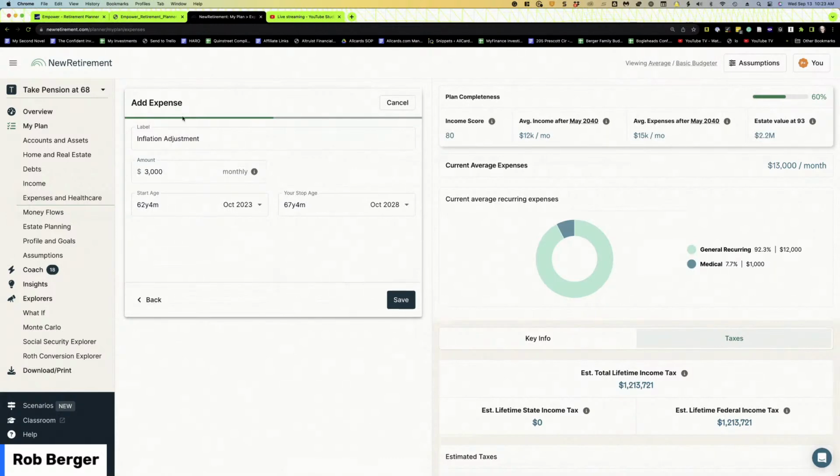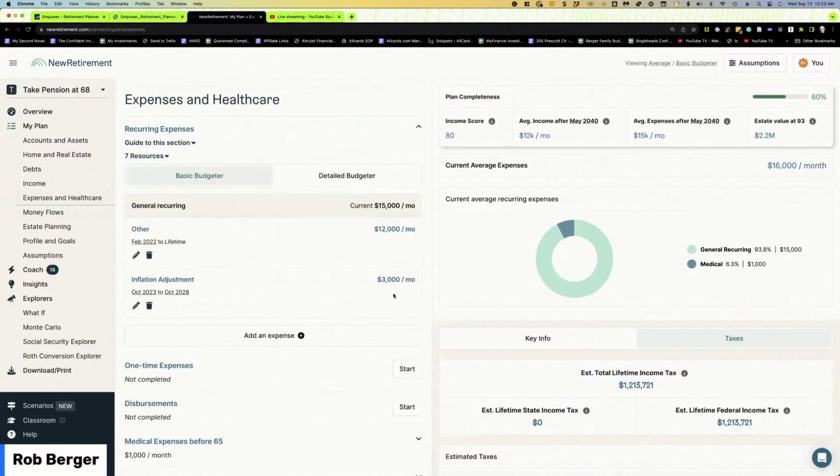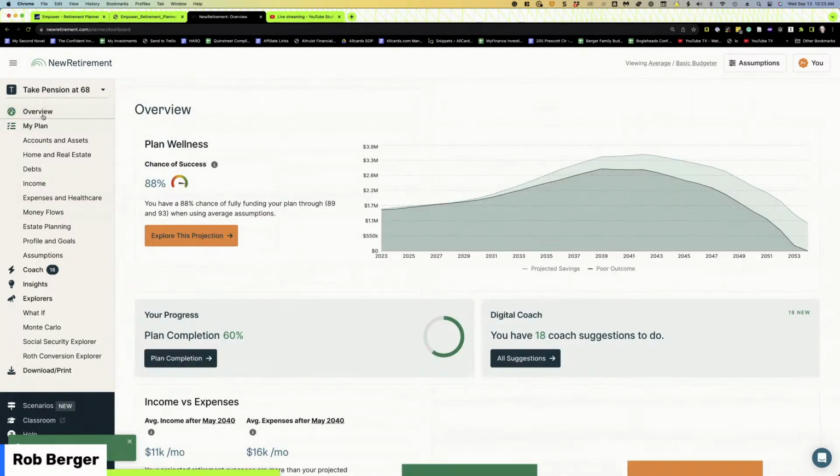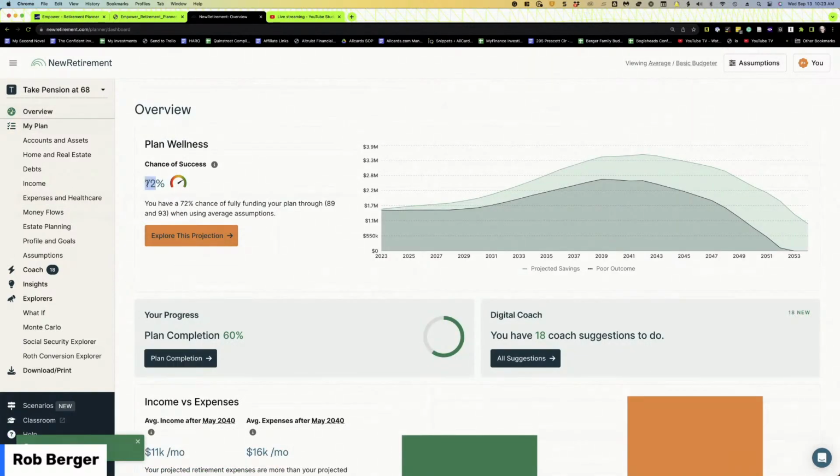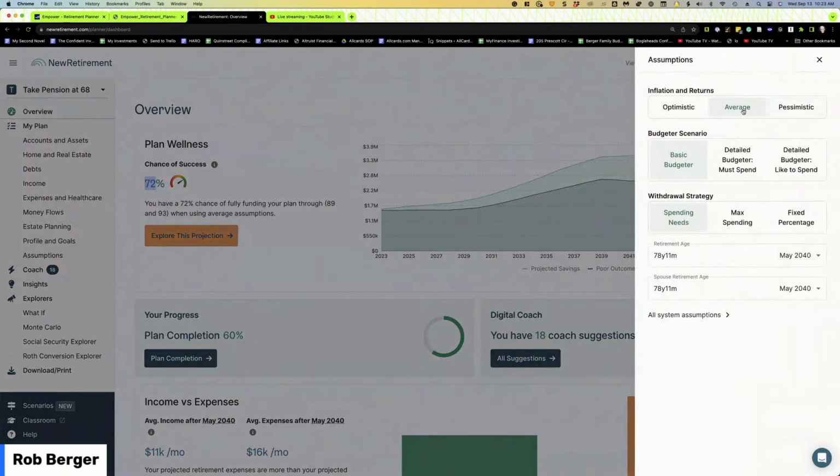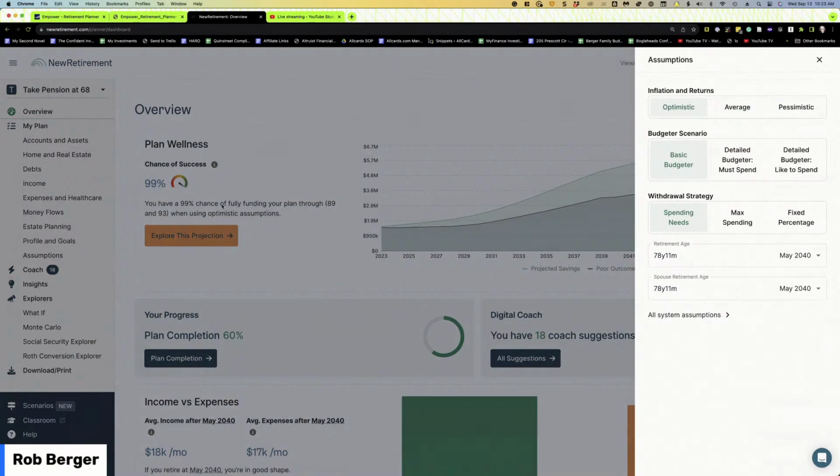So you could sort of model inflation this way for the first few years of retirement, and just to see what that does to your plan. And remember, we were at 80%. It dropped it to 72%. We were at 88. So that's pretty significant. Now, if we bump up to optimistic, we're still at 99%.